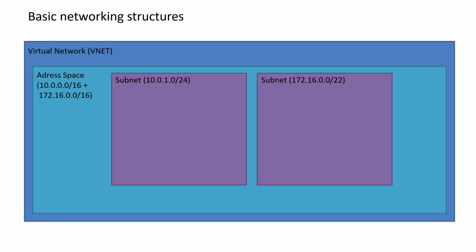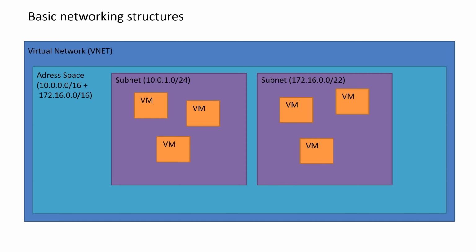Now that I've created these subnets, I could attach virtual machines to it. So if I create a virtual machine, or if I already have a created virtual machine and I want to connect it to a network, I need to select the subnet I want to connect it to. And in general, it is not the VM itself that is connected to the subnet. It is the NIC, the network interface card of that VM that is connected to the subnet, and through the subnet it is connected to the VNet.